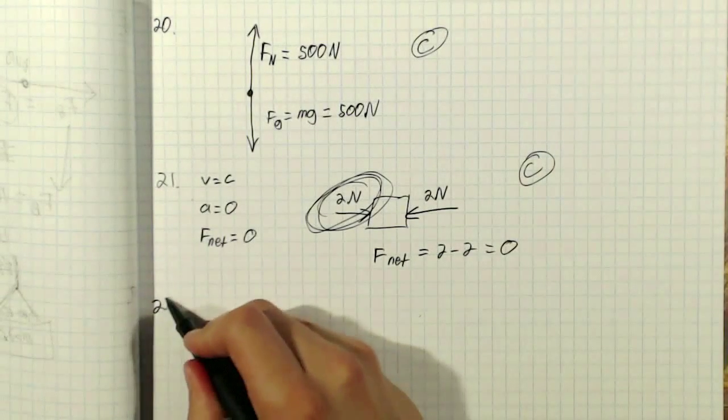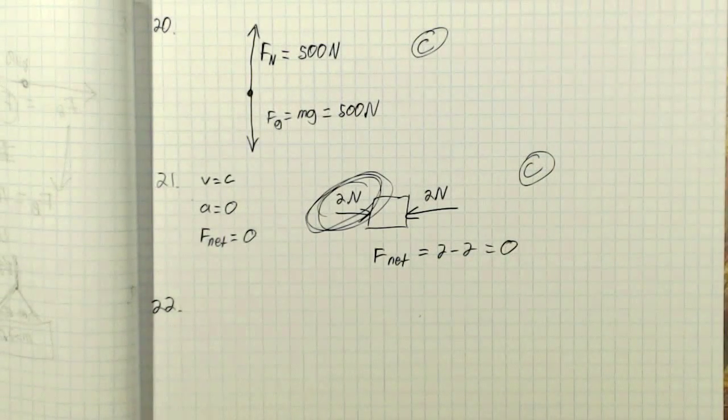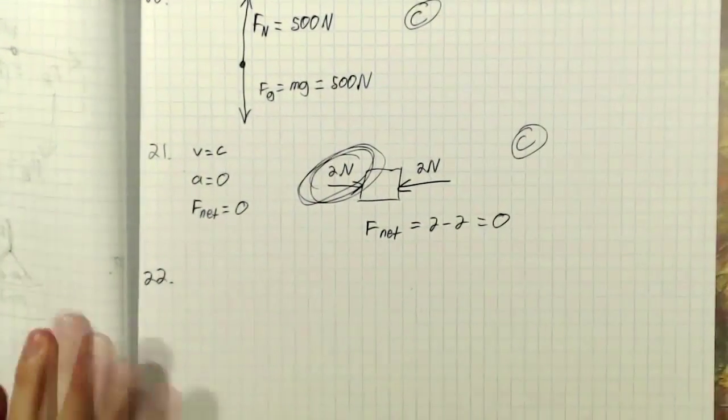Next question is 22, which says a cart rolls down an inclined plane with a constant speed, as shown in the diagram below. Which arrow represents the direction of the frictional force? Hang on, let me draw this real quick.